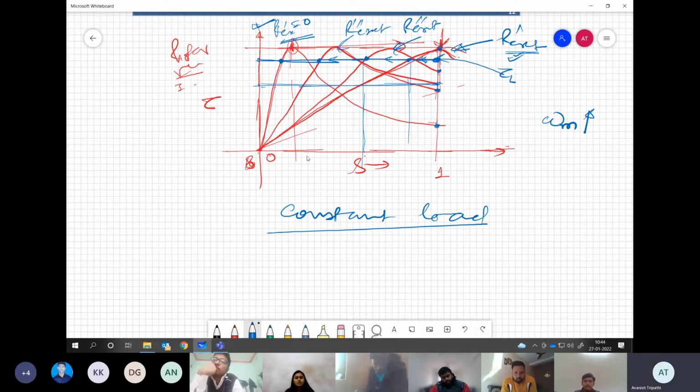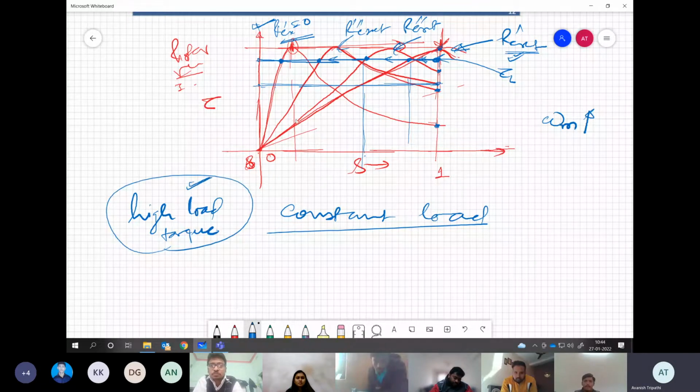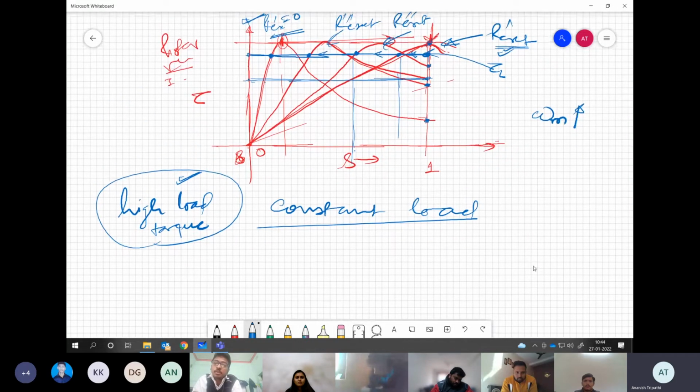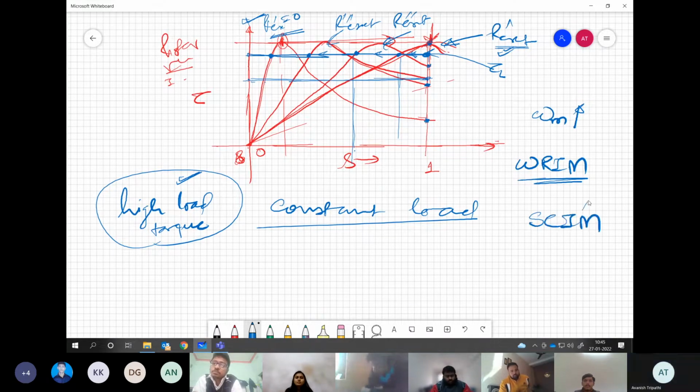Understanding my point? So whenever we have, let us say, high load torque to start, the rotor resistance insertion method could be good. So this could be a useful method for doing that job. But again, because this is only applicable for wound rotor or slip ring motors, our squirrel cage induction motors cannot be helped by this method.